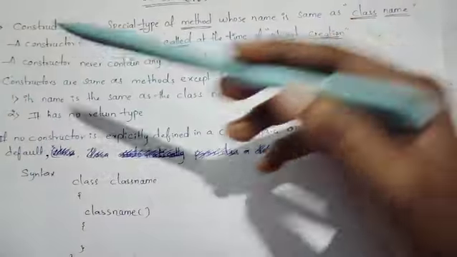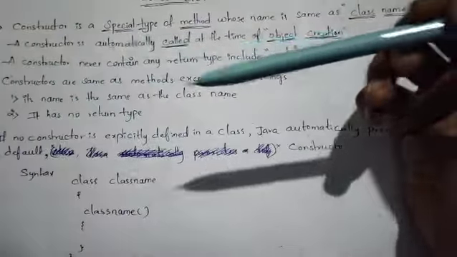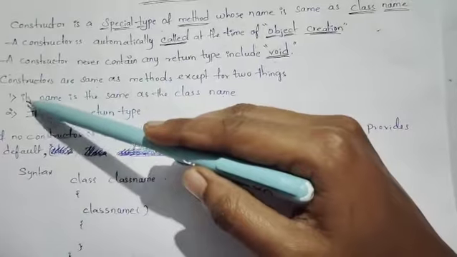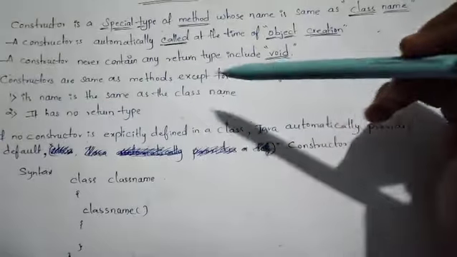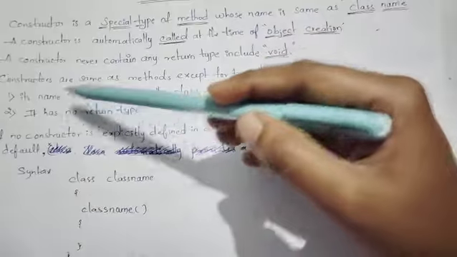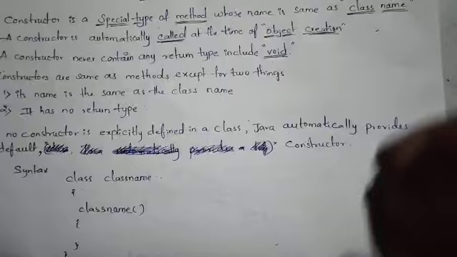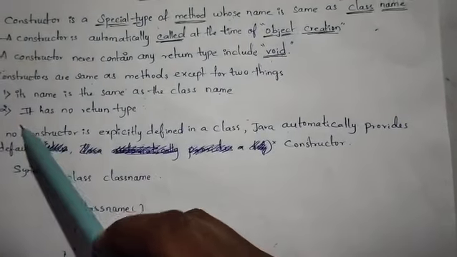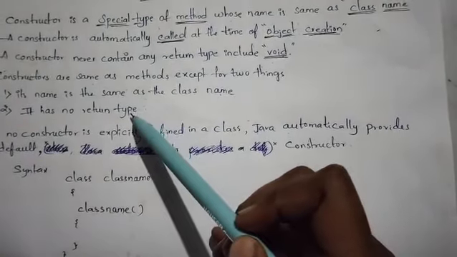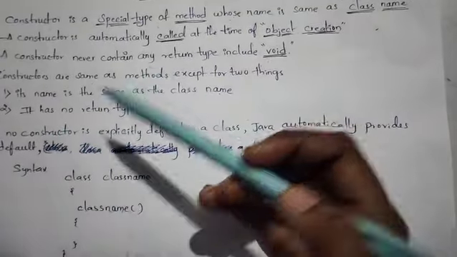And the main difference between a constructor and a method is that for the constructor, its name is the same as the class name. For a method, the name may or may not be the same as the class name. And for a constructor, it has no return type. For a method, there is a return type.